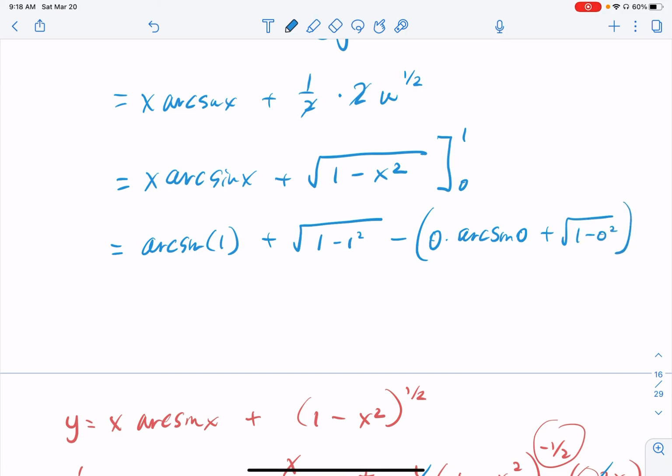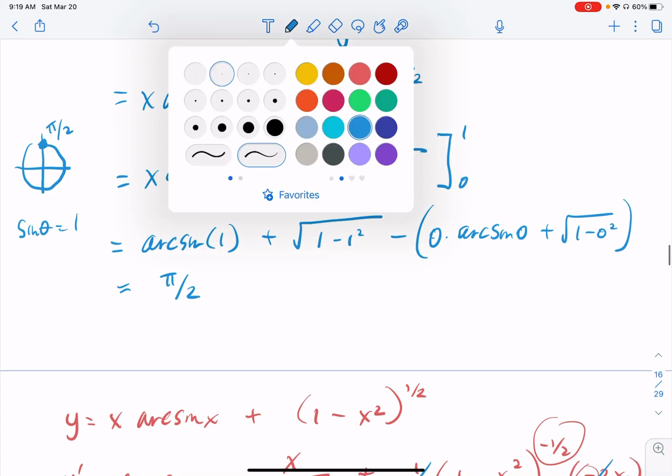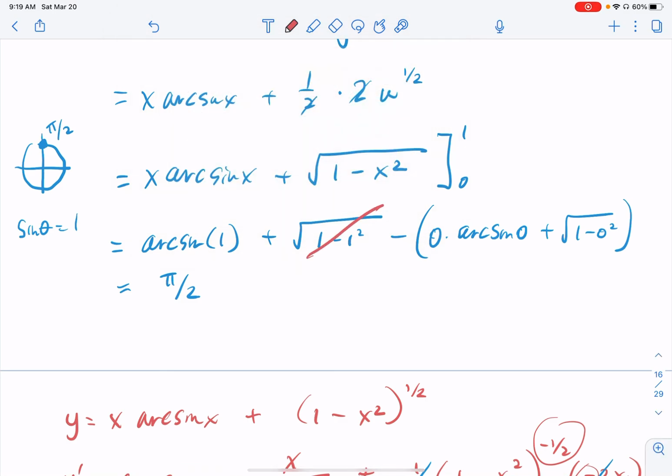Okay, so this first part here, arc sine of 1. So think of a unit circle, perhaps, and really we're saying, hey, the sine of some sort of angle is equal to 1. So where is sine equal to 1? That's right up here, right, at pi over 2. So we got pi over 2 for the first part. This square root is gone because 1 minus 1 is 0. That's gone. It gets canceled. That's really nice.